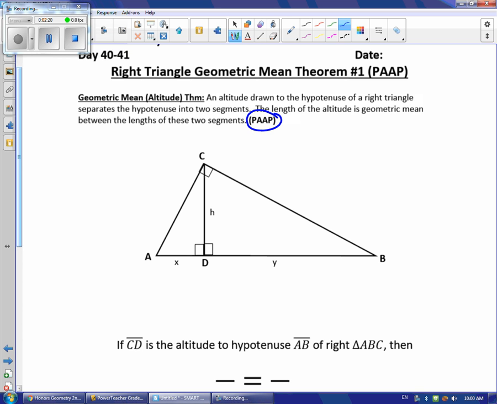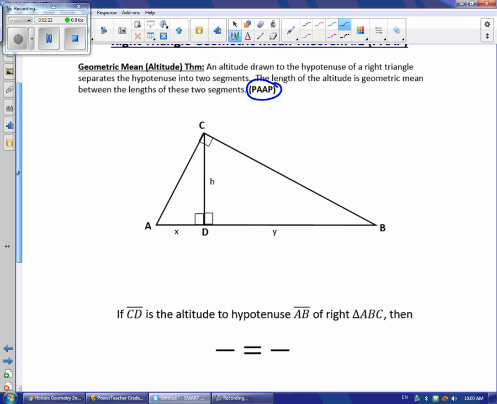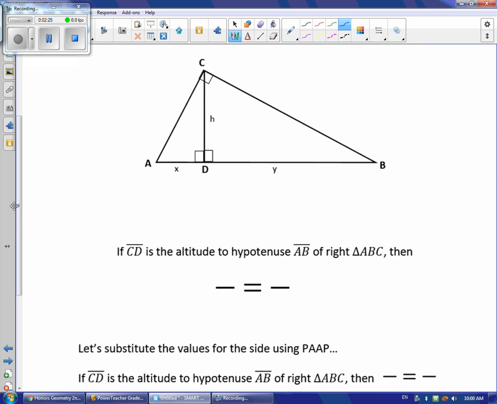The letters in PAP stand for P, we'll call it P1, for part; A for altitude; and then P2 is the other part. Now the parts are the two segments your hypotenuse is split into. One is P1, the other is P2. It doesn't matter which one you call which. And then your altitude is your altitude. Knowing those pieces, that's how you can set up this proportion.